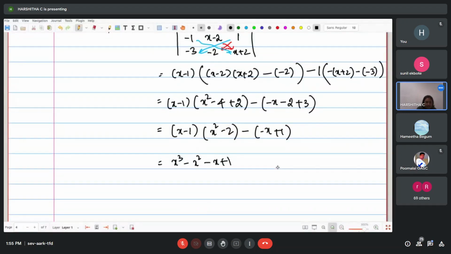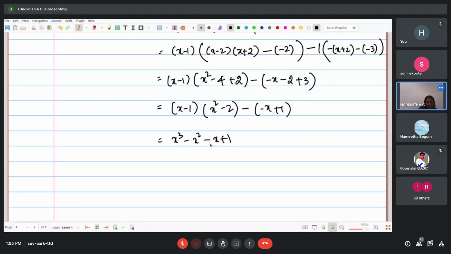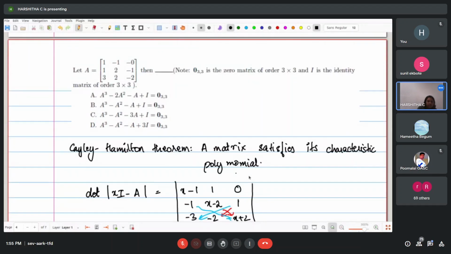So since this is the characteristic polynomial, the matrix satisfies this polynomial, which means A cube minus A square minus A plus identity matrix will actually be equal to 0. So, this is okay?